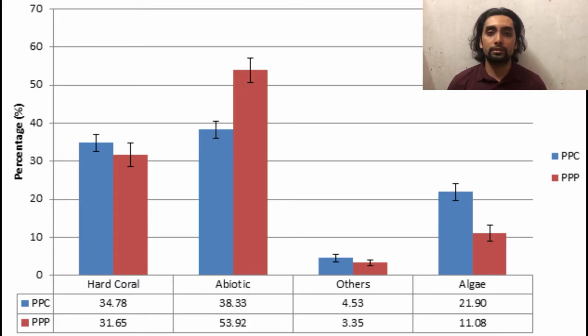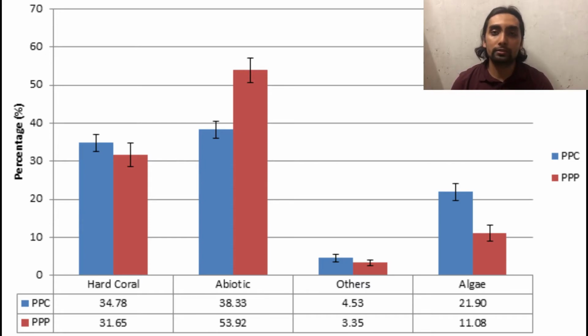The next graph is the abundance result for both areas. The abundance of 4 major benthic communities, hard coral, abiotic, algae and others, has been recorded at 2 different sites, PPC and PPP. A total of 130 photos were taken during the sampling. The first major category represents hard coral or live coral cover. The second major category is abiotic. The third is algae and the fourth is others.